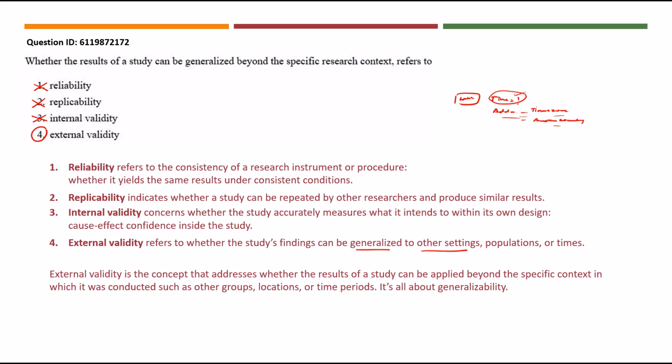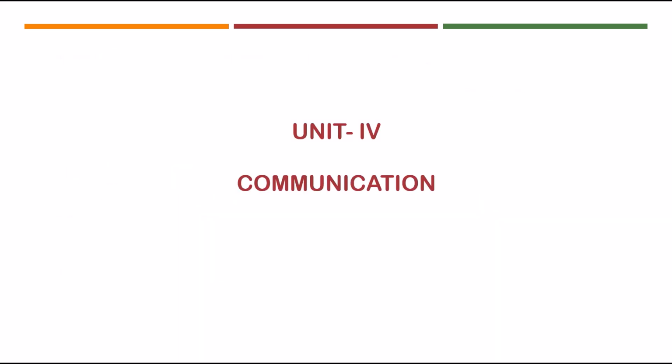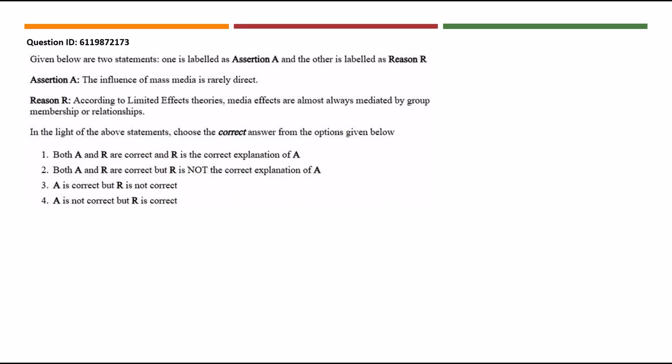With this we are completing unit 2. We will move to unit 4, communication. Given below are two statements. One is assertion and the other one is reason. Assertion states that influence of mass media is rarely direct. Reason states, according to limited effects theories, media effects are almost always mediated by group membership or relationships.